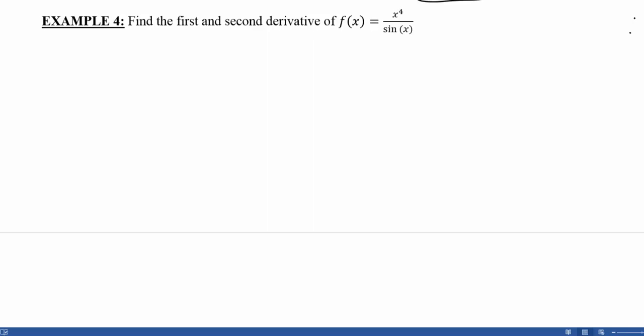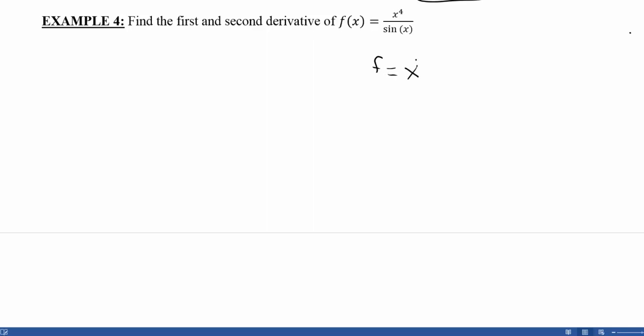Example 4. Find the first and second derivative of f of x equals x to the fourth over sine x. Second derivatives tend to get really complicated really fast when we have quotients. So we're going to have to be extra careful here with all of our steps. So to begin with, let's find the first derivative.